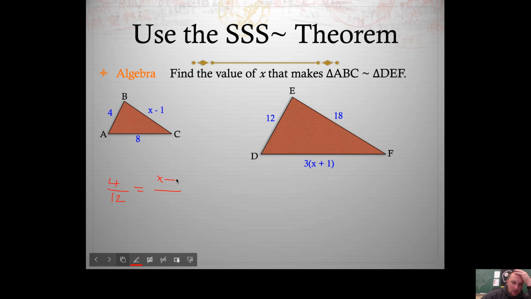So this x minus 1 must go with 18, and it's got to be the same ratio as this. So we're going to cross multiply. Before we do, I might just make things a little bit easier on myself by reducing. Now I know that 3 goes into 18 6 times. So 3 times 6 is 18. 1 times 6 is 6, so I know that 6 equals x minus 1. Okay, so if I add 1 to both sides, x is 7.